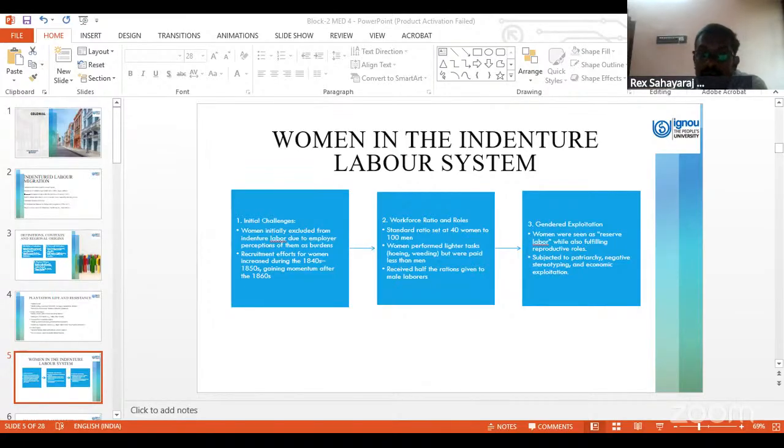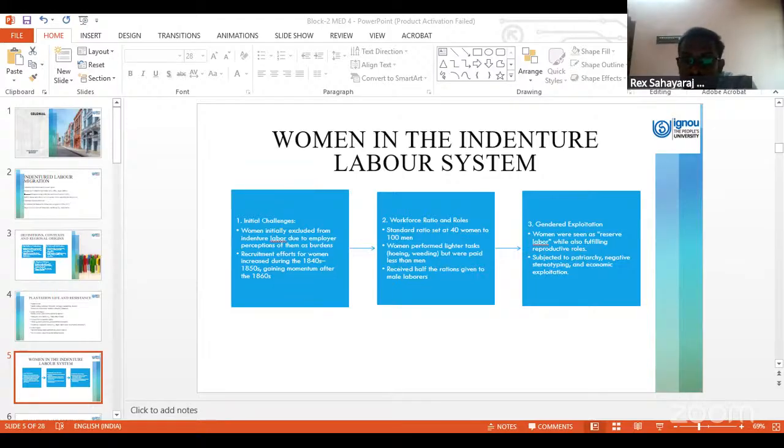The hiring of women gained momentum after the 1860s. The proportion of women to men varied throughout the indentured period. It was finally decided to have a ratio of 40 to 100, which remained in force throughout the period. In general, they were considered a reserve labor by the employers though they performed productive and reproductive roles.